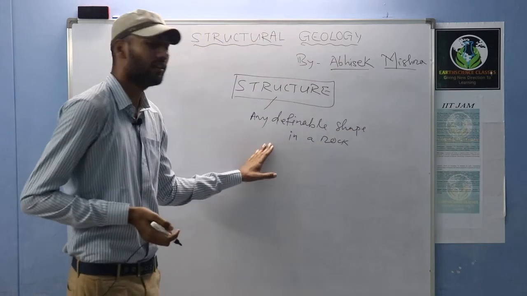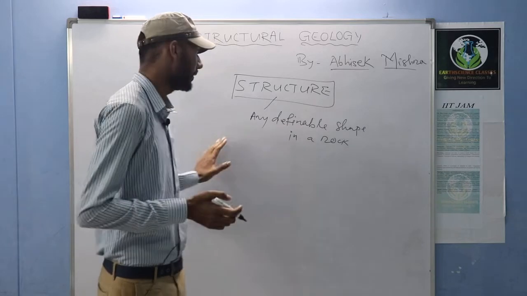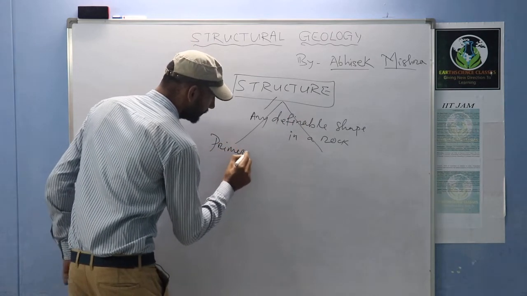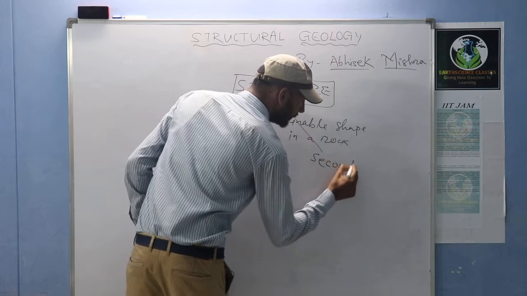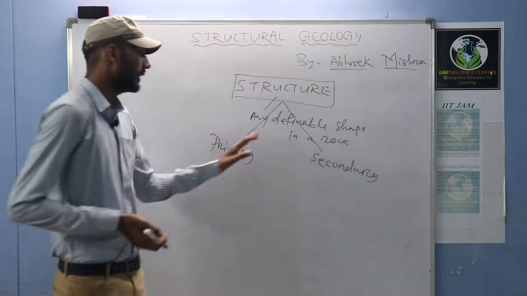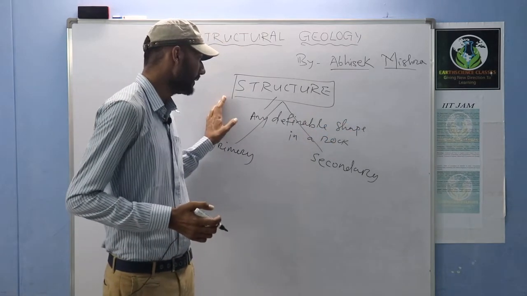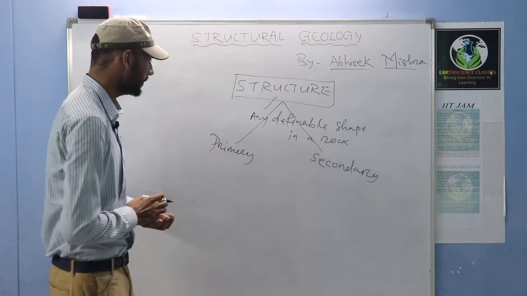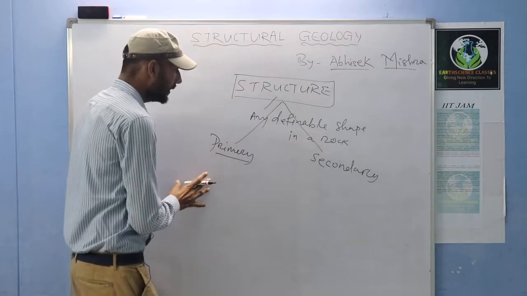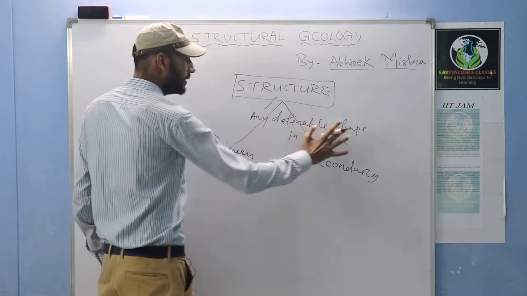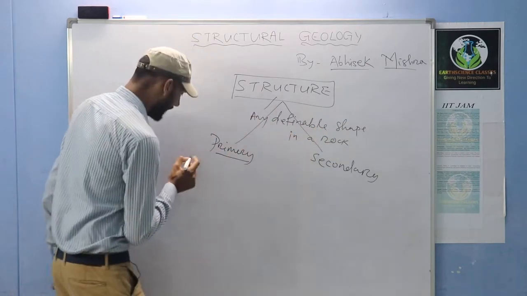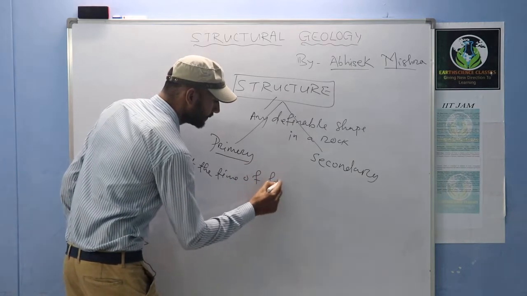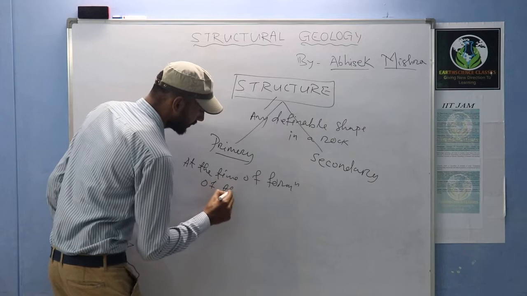Then that comes into two types, two categories. We can divide the structure into two categories: one is primary, one is secondary. Any definable shape within the rock is known as structure. That which is formed during the time of formation of the rock can be categorized under primary. That means, I am repeating again, any definable shape in the rock which is formed at the time of formation of the rock.